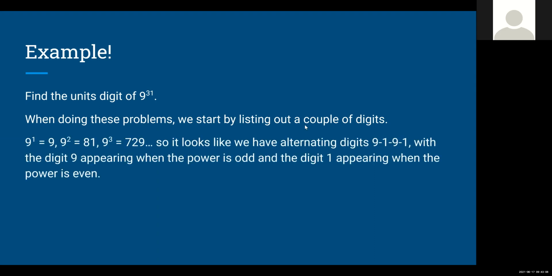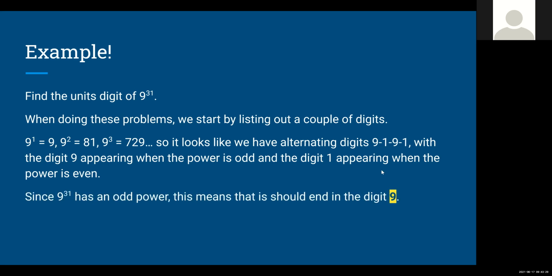First we have to find a pattern. So 9 to the 1 equals 9, 9 squared equals 81, 9 cubed equals 729. So we have alternating digits of 9, 1, 9, 1, 9, 1, and so on. So if we have an odd exponent, then it's going to end with a 9. And if you have an even exponent, it's going to end with a 1. So since 31 is an odd exponent, that means it has to end with a 9.